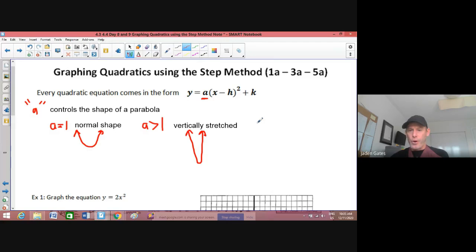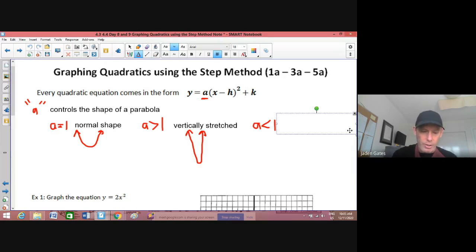All right, now the third option, because I said there was 3 of them: we have a equal to 1, greater than 1, or less than 1. What happens is your parabola's the opposite. It is called vertically compressed.